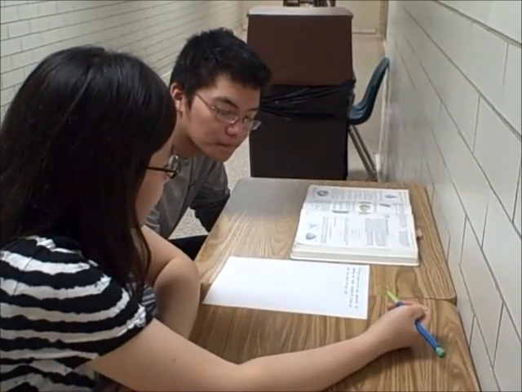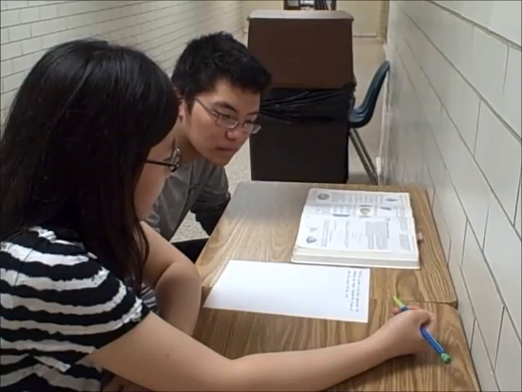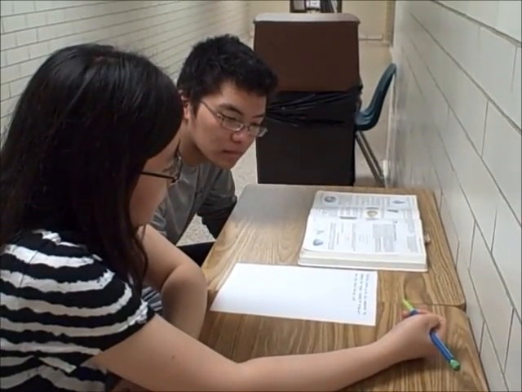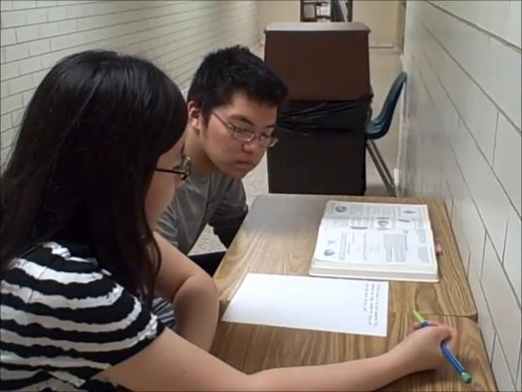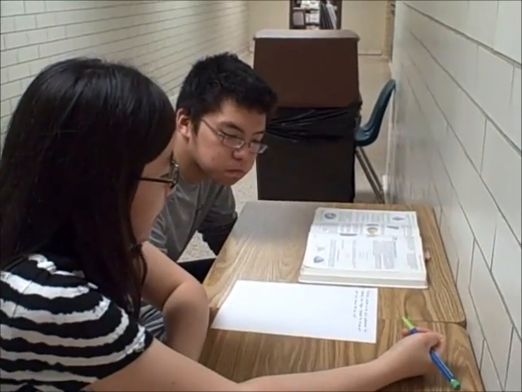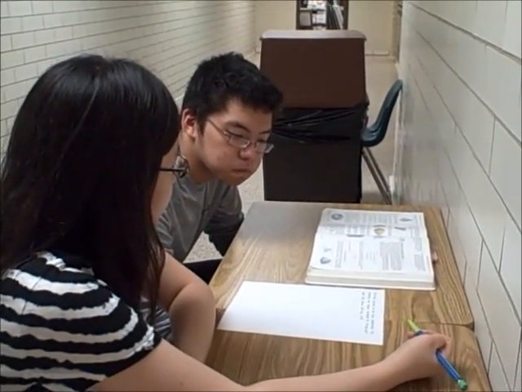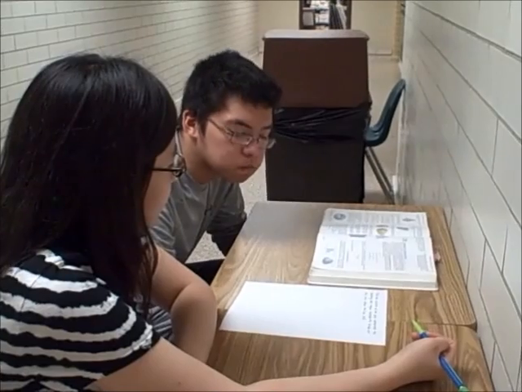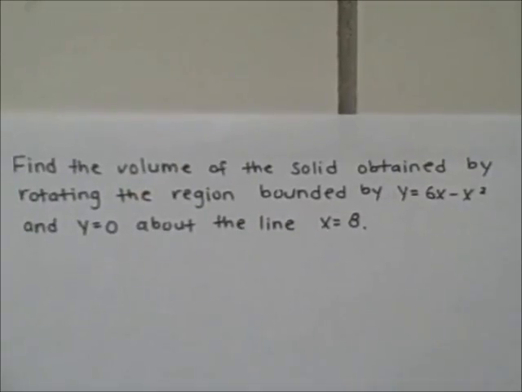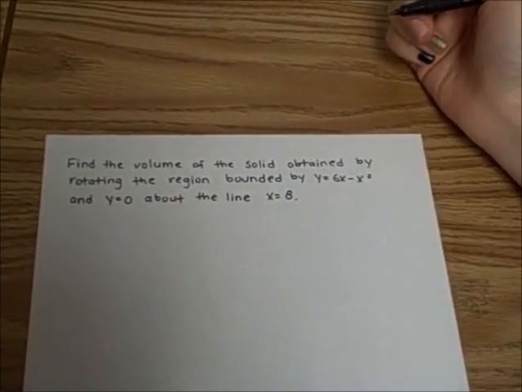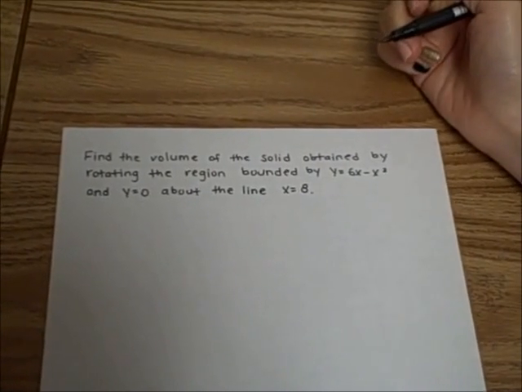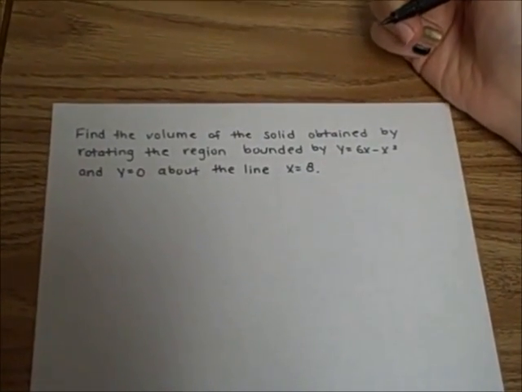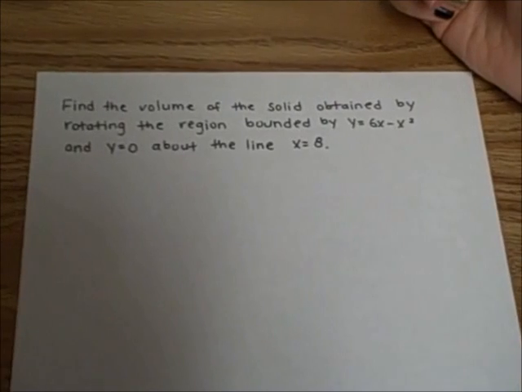Okay. Finding the volume of a solid obtained by rotating the region bounded by y equals 6x minus x squared and y equals 0 about the line x equals 8. This is the cylindrical shells problem. Let's start. If the cross-sections of the solid are taken parallel to the axis of revolution, we use the cylindrical shell method to find the volume of the solid.